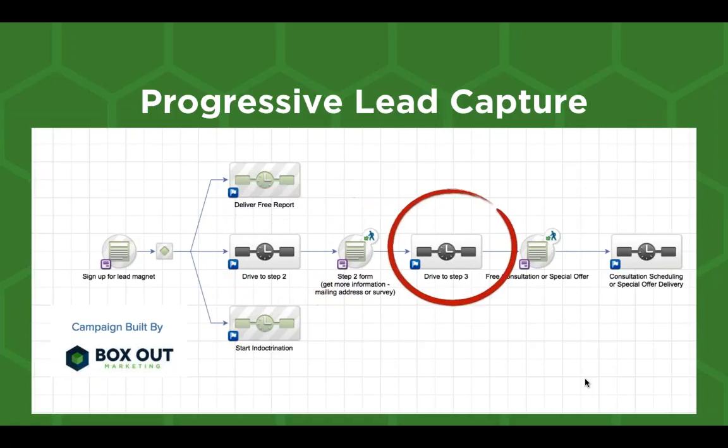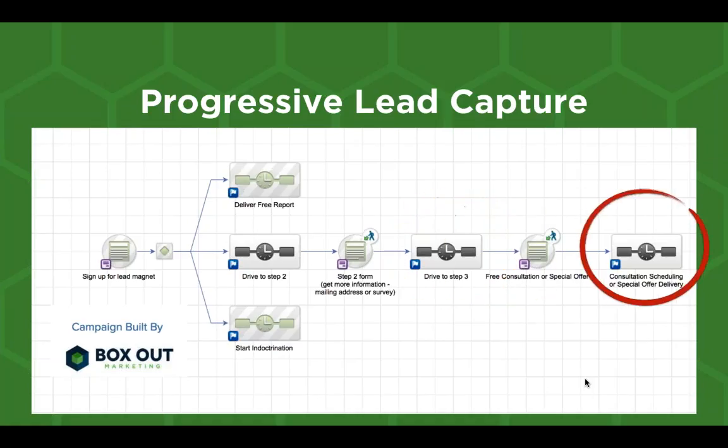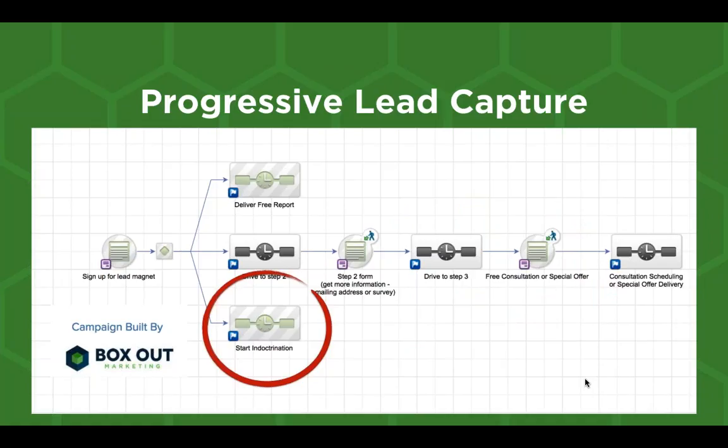And then after step 2, again, the drive to step 3 sequence is the same thing. If they don't request a consultation, then we've got a couple of emails there. We can follow up and keep pushing them to the consultation, right? And then lastly, we need to deliver on what they requested in the last sequence. Okay, and then down here, when they fill out the first form, we're going to have a timer and a waiting period, and then we're going to start the indoctrination campaign.